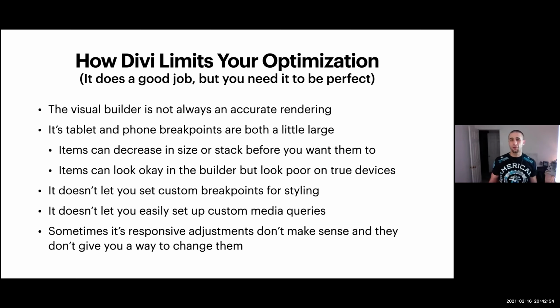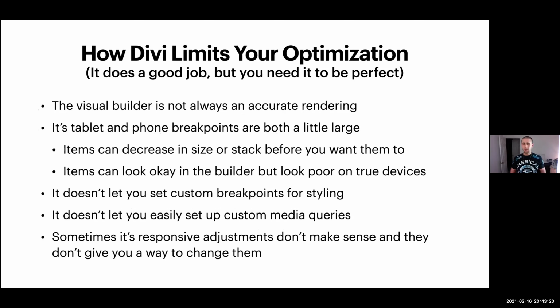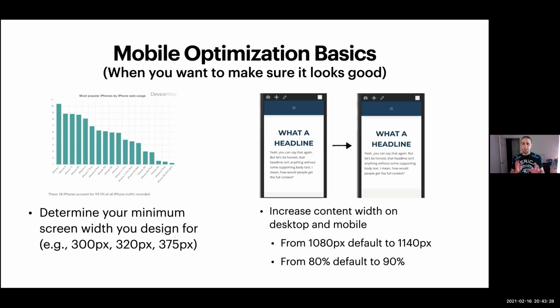But for me, the visual builder isn't always super accurate when I'm trying to go to the cell phone. I wish they would let you set breakpoints for tablet and phone, because I feel like their breakpoints are way too big and they make things stack at 980, which is just way too early for modern websites a lot of times. You can't set custom breakpoints in media queries. And sometimes the responsive default stylings that they include just don't make much sense to me. So that's where you have to start figuring out your own ways of going about optimizing.